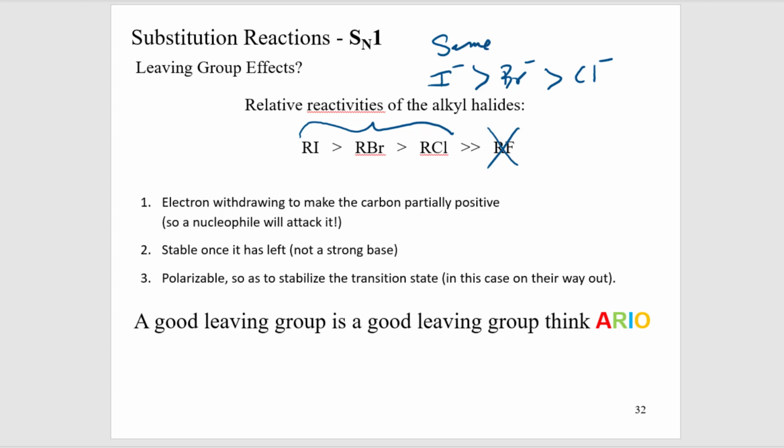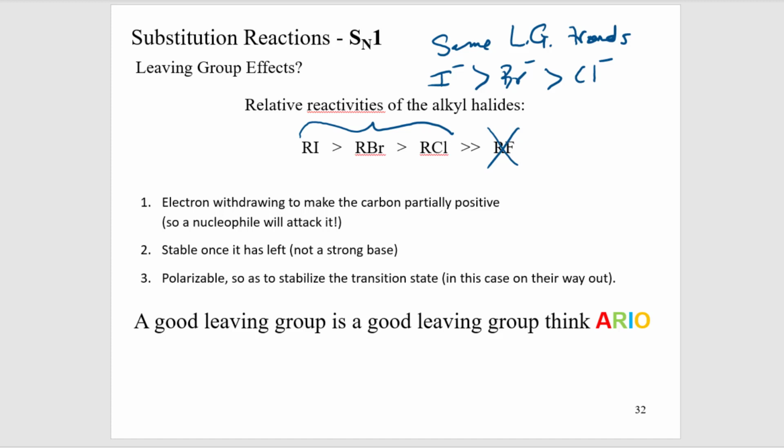Same leaving group trends. Why? Well, when they leave as I minus or Br minus or Cl minus, and you're just looking at the leaving group itself, it's the same trend. A leaving group is a good leaving group. Why is it a good leaving group? Because when it leaves, it's stable.